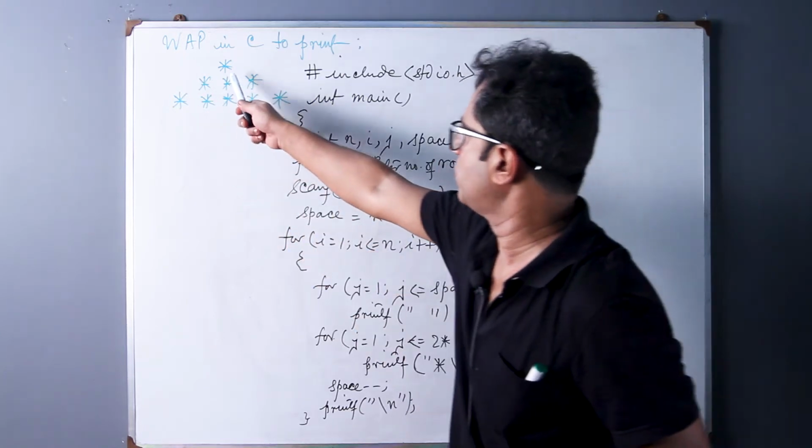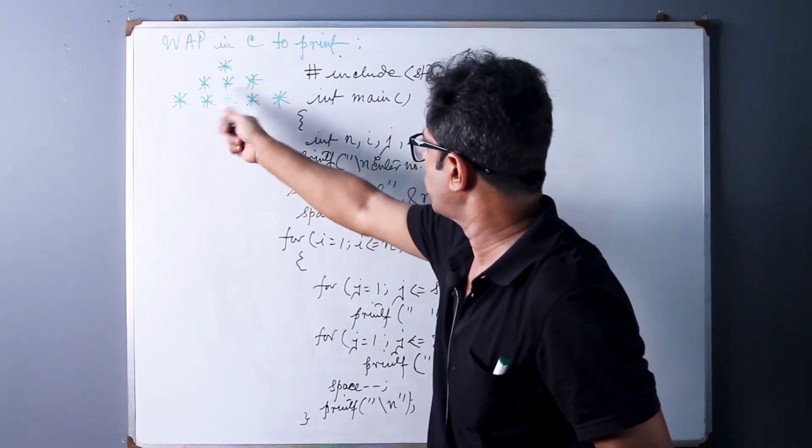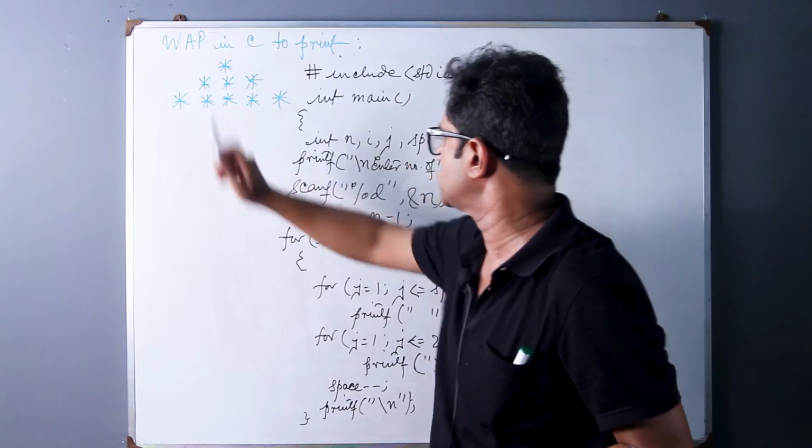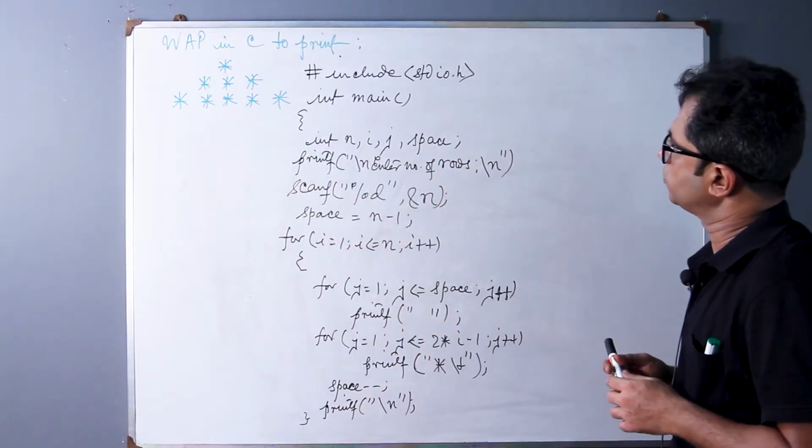So, the first star will be printed in the centermost position, then followed by 3 stars in this way and then 5 stars in this way and so on and so forth. So, let us get started with the explanation of the program.